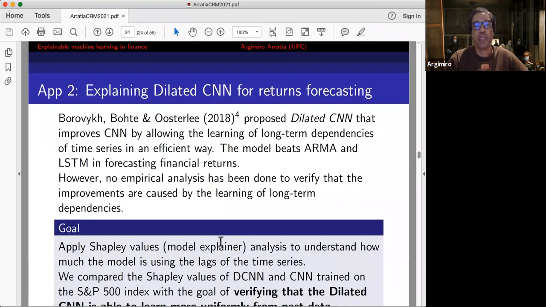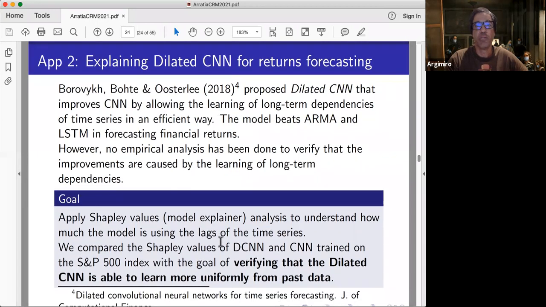So we're trying to predict the returns of a time series with a dilated convolutional neural network, a model that's been proposed recently by Borovykh, Bohte, and Oosterlee, where they propose a dilated convolutional neural network that supposedly improves on other neural networks and the classical ARMA model in forecasting financial returns. However, as always, they show that the dilated convolutional network is better by doing precisely this error analysis: how good their prediction is with respect to the true value.